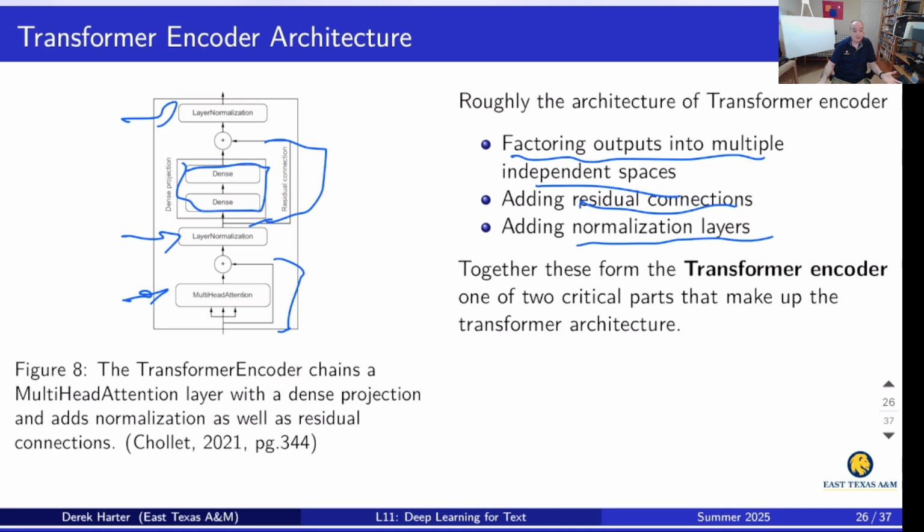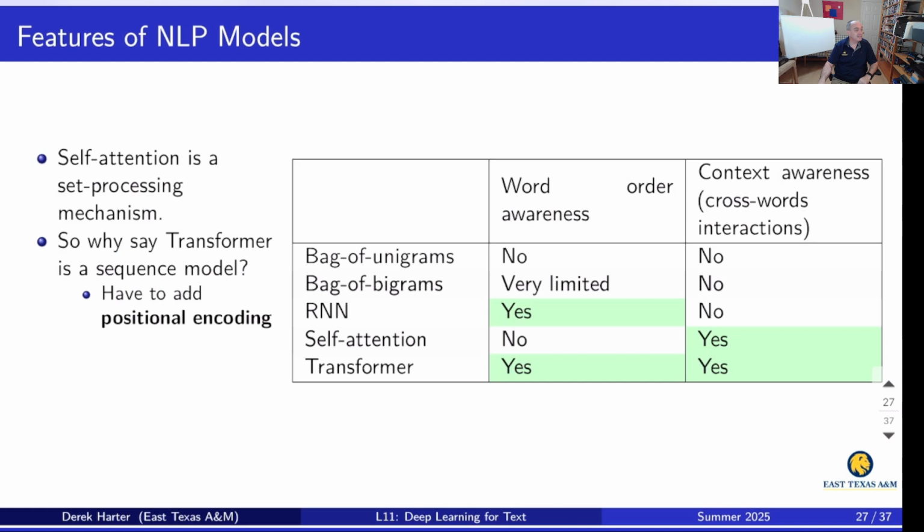So why do we say that the transformer is a sequence model? How could we possibly claim that, right? If you go back and list these out as a table of the different models: bag of words, using either bigrams or unigrams, or using recurrent models. The bag of words models are not really aware of word order, and they don't have any self-awareness, so they don't have any context in them. You can think of bigrams or trigrams as giving a limited word order awareness.